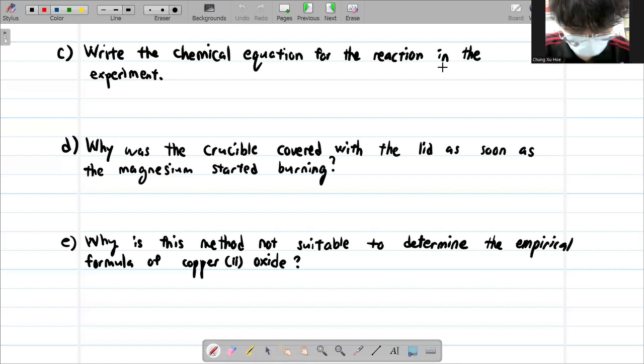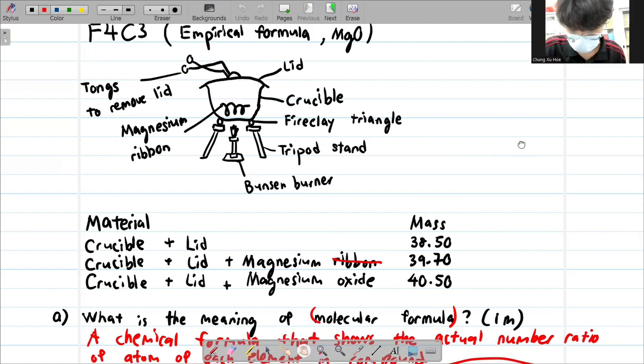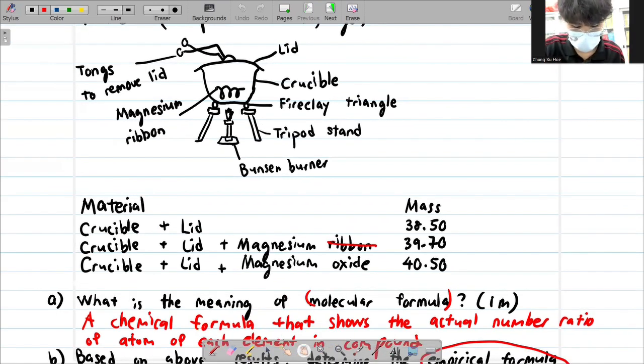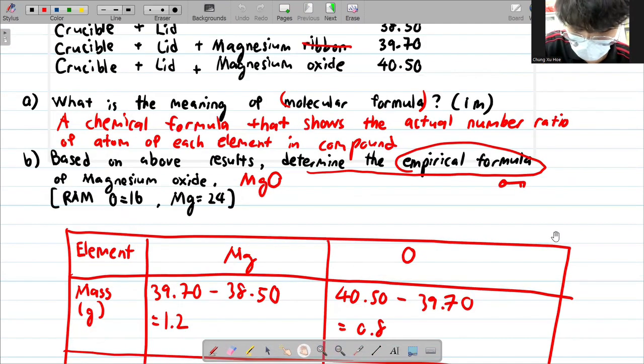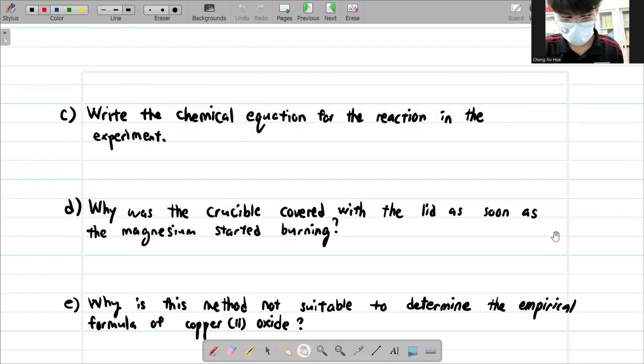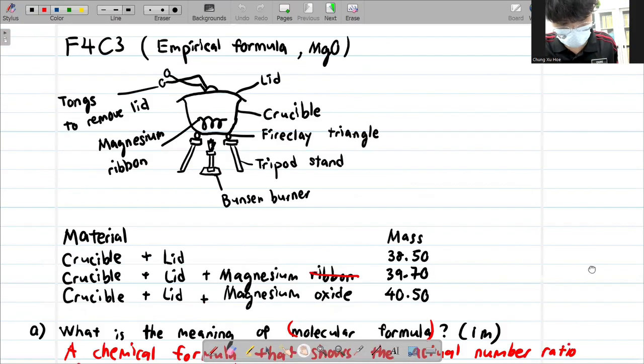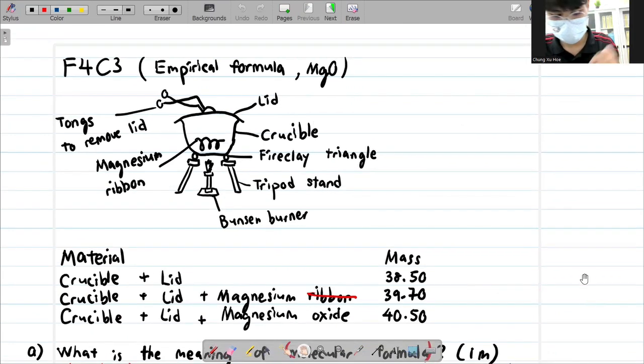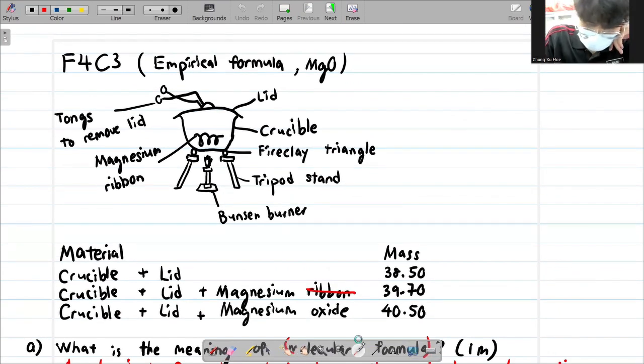Okay, let us continue the question. So previously we have done this, right? To determine the empirical formula of magnesium oxide. Next, write the chemical equation for the reaction in the experiment. Okay, chemical equation. Because as you can see, refer back, we have magnesium reacting with oxygen. So again, let me try to label it. So magnesium here reacting with the oxygen from outside. Let me try to explain a little bit.